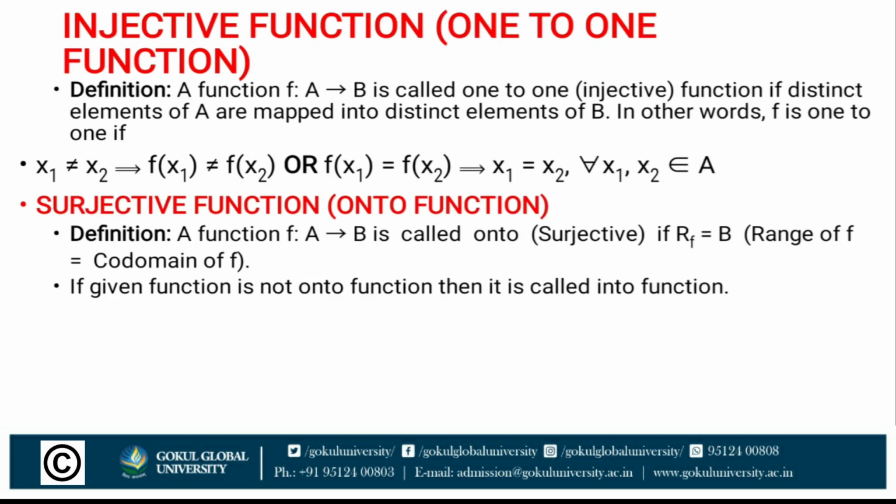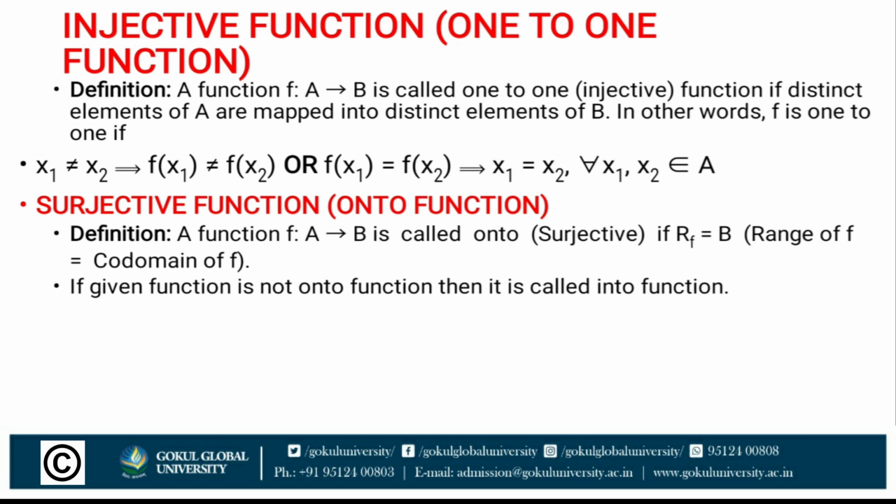Injective function, that is called a one-to-one function, 1-1 function. Where x1 and x2 are two elements that are not equal, then their images are also not equal. If the images are equal, then their elements are also equal. This is called a one-to-one function.